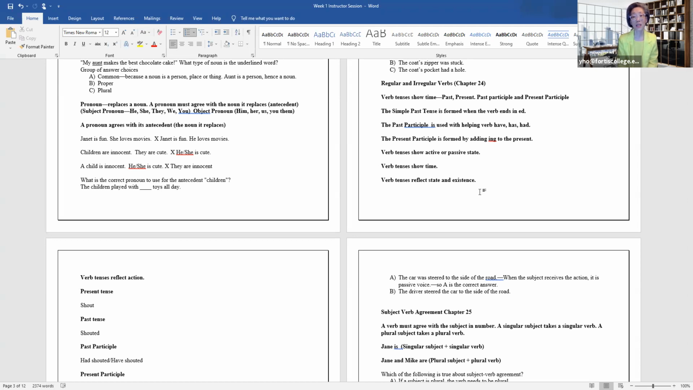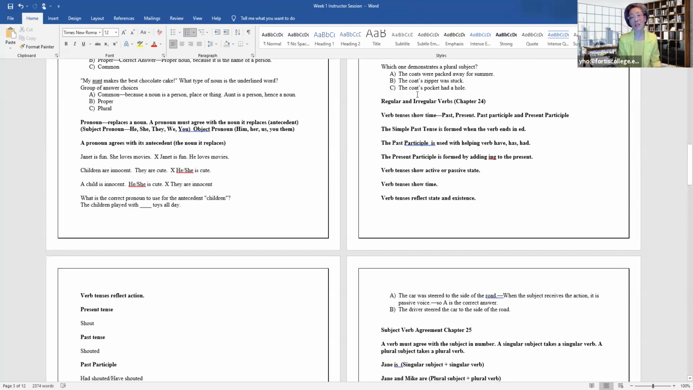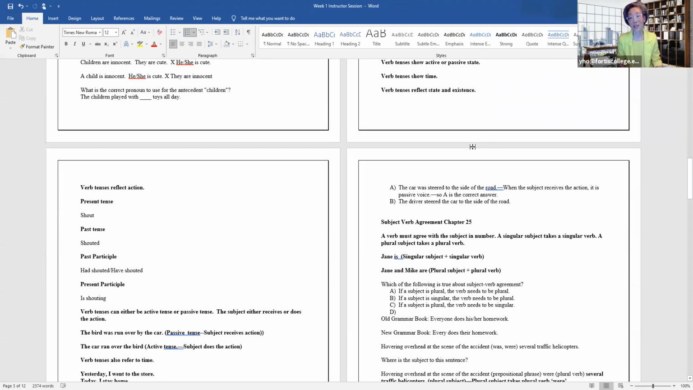Verb tenses show time. The simple past is formed when the verb ends in ed. The past participle is used when the helping verb is have, has, or had. The present participle is formed by adding ing to the present. Verb tenses also show active or passive state. You have to know all of these things about verbs because they are on your test. They'll ask you what characteristics are verbs, so you've got to remember all of that.